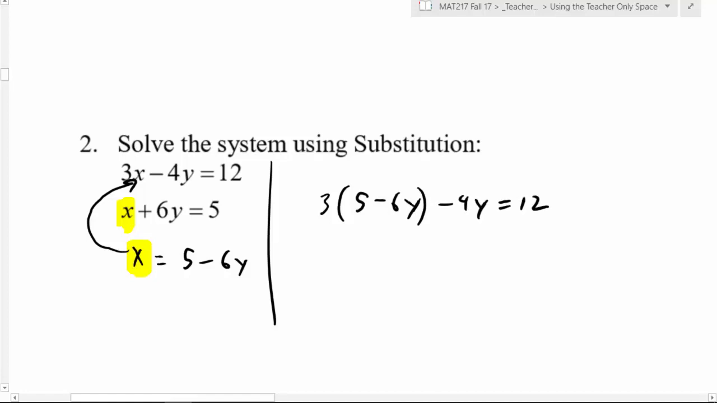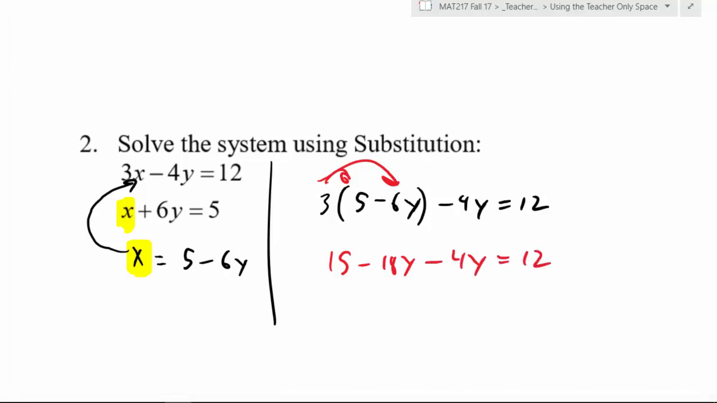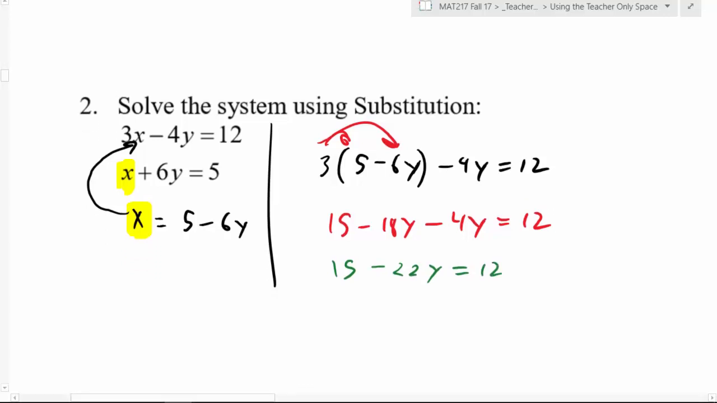Okay, now I will go ahead and distribute, and that will result in 15 minus 18y minus 4y equals 12. Combine like terms, which will give us 15. Let's see, -18 and -4, that makes -22y, which is equal to 12. Next, why don't we subtract the 15 across? So that'll give us -22y equals -3. Last but not least, y is equal to 3/22.